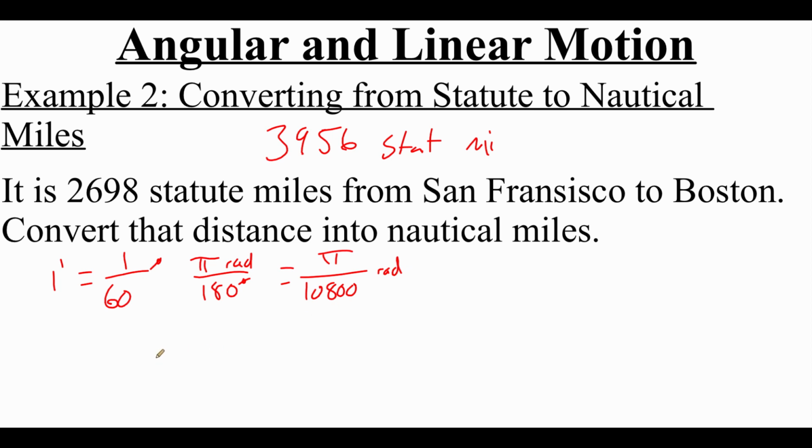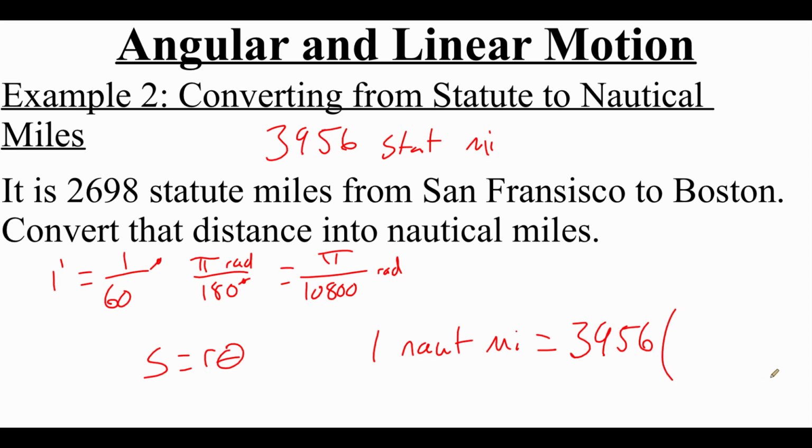Now, if we use our arc length formula, which says S equals R theta, then to find the length of this 1 nautical mile, what I need to do is take Earth's radius, which is 3,956 statute miles, and multiply by this radian angle, pi over 10,800. And if we multiply all that together, we get approximately 1.15 statute miles. So 1 nautical mile is a little bit more than 1 statute mile, 1.15 statute miles.